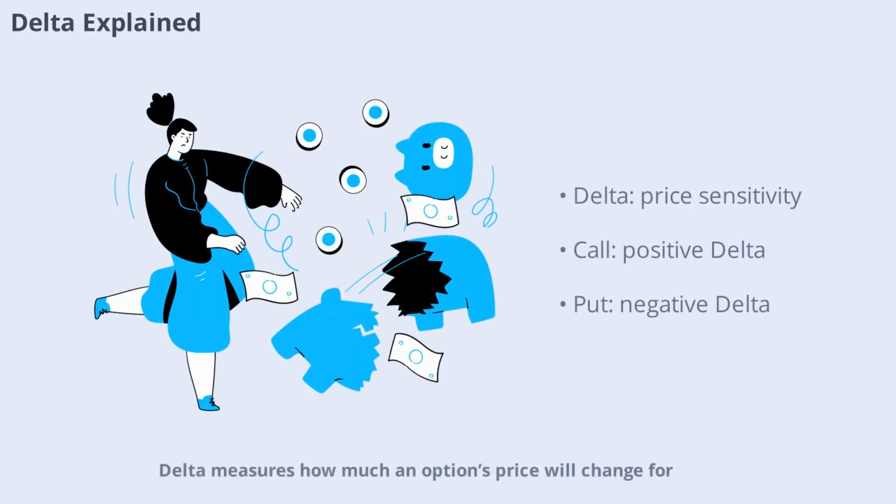Delta measures how much an option's price will change for a small change in the price of the underlying asset. For a call option, delta is positive and ranges from 0 to 1. For a put, it's negative, ranging from 0 to -1. For example, if a call option has a delta of 0.3, a 1-point increase in the underlying asset's price will increase the option's premium by 0.3. Understanding delta helps traders anticipate how their option positions will react to market moves.